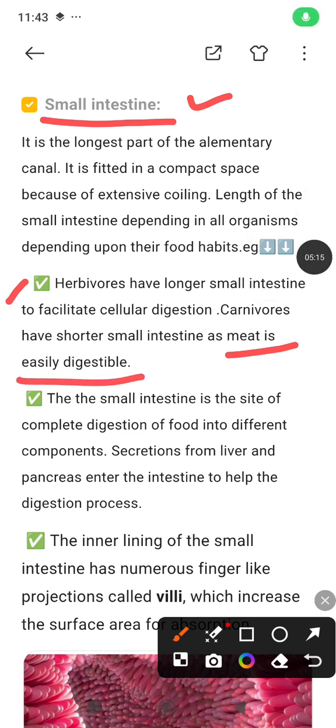The small intestine is the site of complete digestion. Secretions from the liver, especially bile, and lots of secretions from the pancreas enter the intestine to help the digestion process.